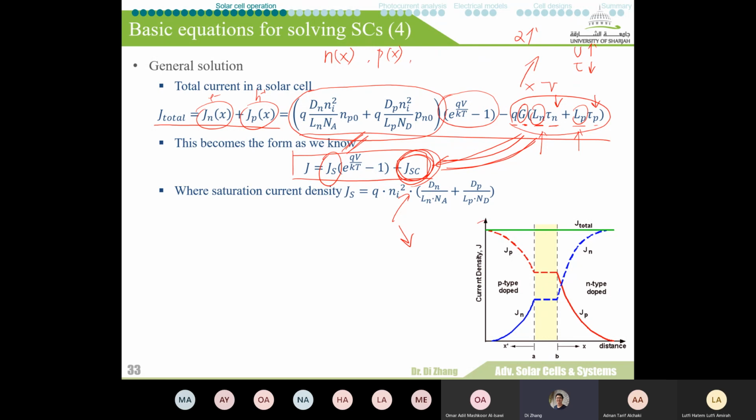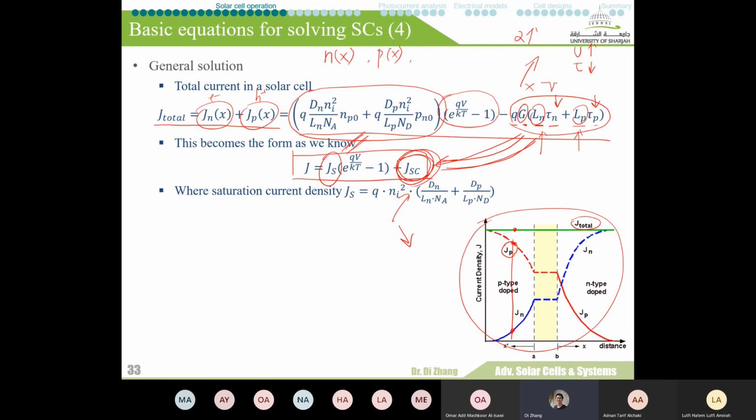Okay, and here we show a typical solution for the total current. Remember that the total current comes from the summation of the hole current at any point plus the electron current. And if you notice, the total current is always the same, because the total current density has to be continuous throughout the PN junction under illumination.